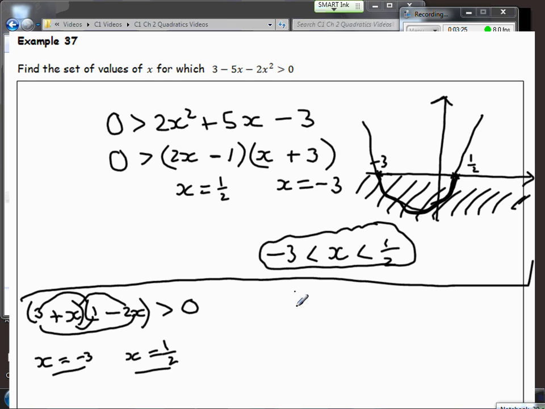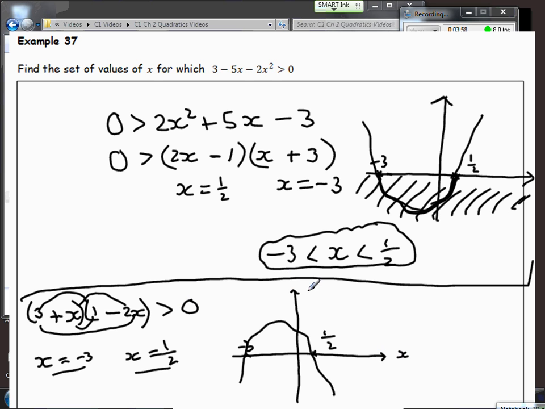If we sketch the graph this time, then we've got minus 3 and a half, but we're sketching the negative. So we didn't move everything over to the right, we just left it as it was and factorised the negative. So we've got a negative parabola, but this time we're shading where that parabola is greater than 0. Because it's greater than, we shade above the x-axis.